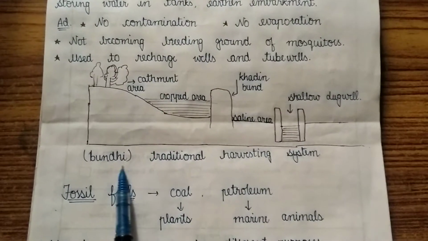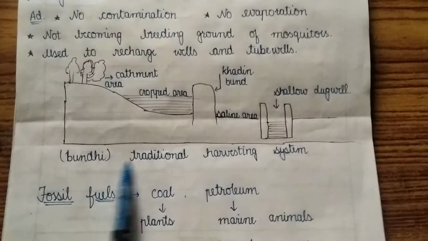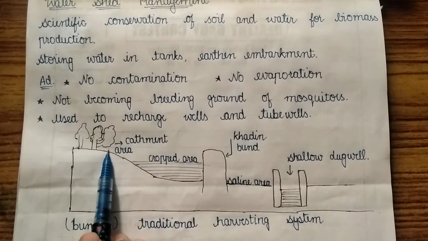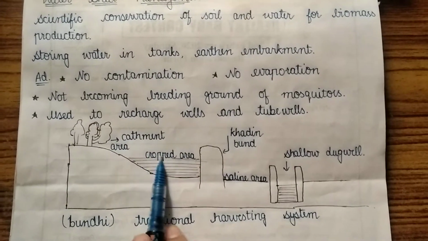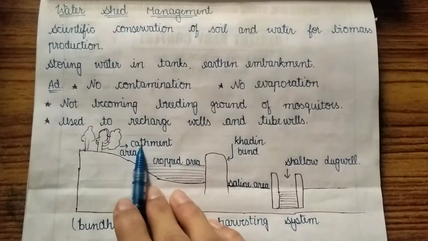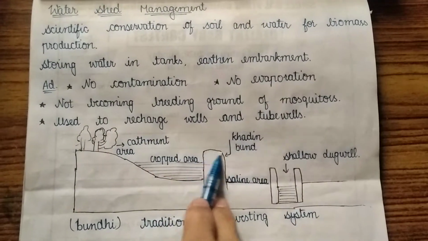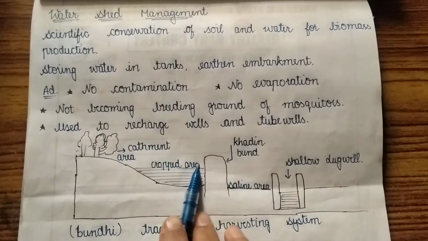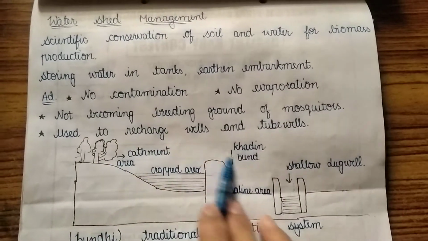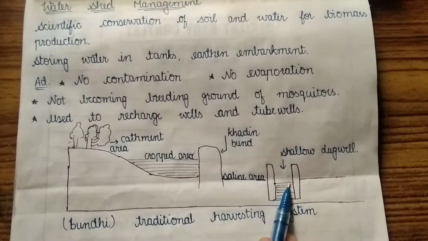This is an example of Bundi in MP. The traditional harvesting system is called Bundi. This is an example of Bundi. It means that this is a catchment area, where all the plants and crops are sown. This is the cropped area. This is Khadin Band. This is the saline area. This is a shallow dug well. So if rain comes, the excess water will come into this area, and this is made to stop the water. If there is excess water, then the water will flow to the saline area. And in the saline area, again if the rain water is more, then it will overflow and go to the dug well, so that water can be stored and used in the summer season.